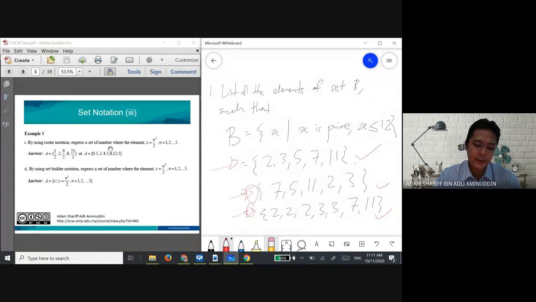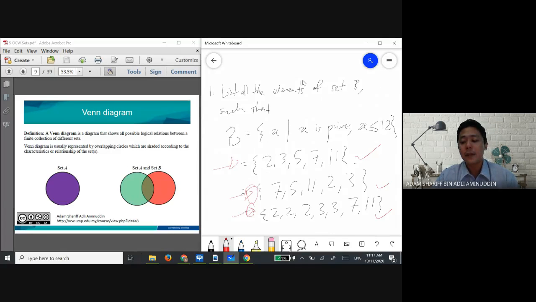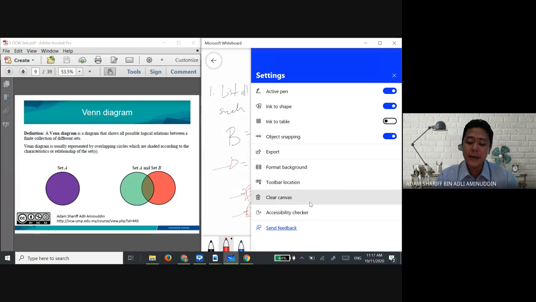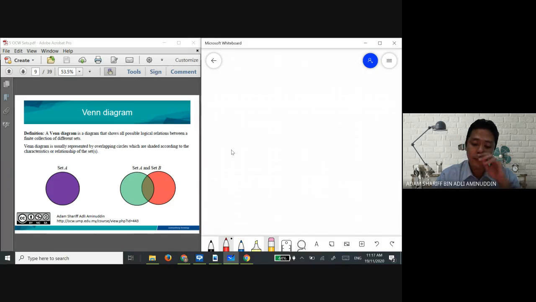So set notation is simple, as long as you know how to represent it. This is a Venn diagram, popularized by the mathematician named, actually his name is Venn. It is a diagram which shows a logical relation between a collection of sets. The sets must be finite, so they are bounded within the diagram. A Venn diagram is usually in the form of circles, but it does not necessarily have to be circles, as long as you show it as a visual diagram.